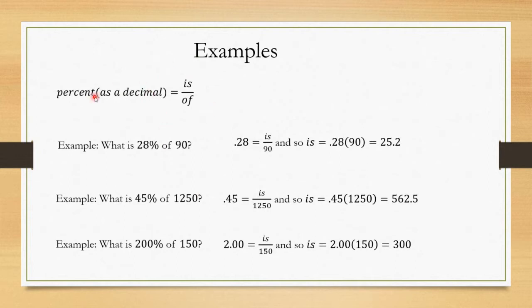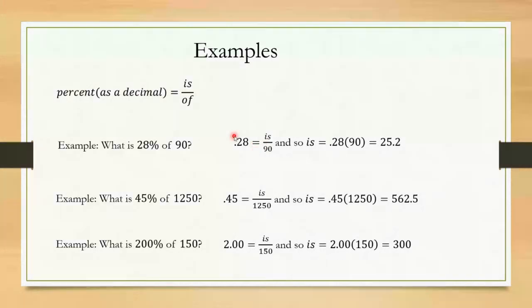You just want to make sure the percent is written as a decimal. So as a decimal, 28% is 0.28. So 0.28 equals is over 90. Here they're saying what is 28% of 90, so the of is the 90. The percent is given, although you convert it to a decimal. Is, we don't know what that is. That's what we don't know, so we have to find that.